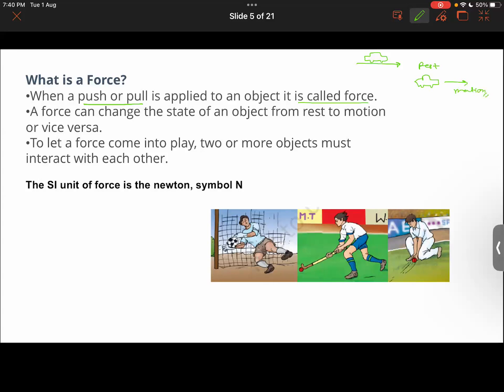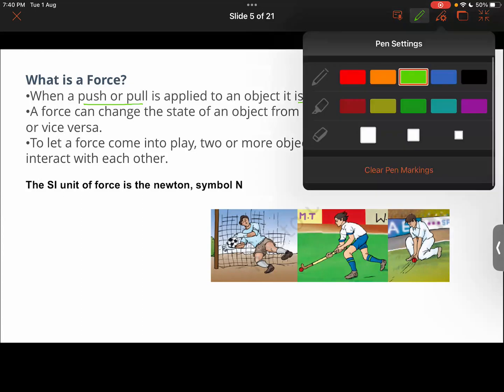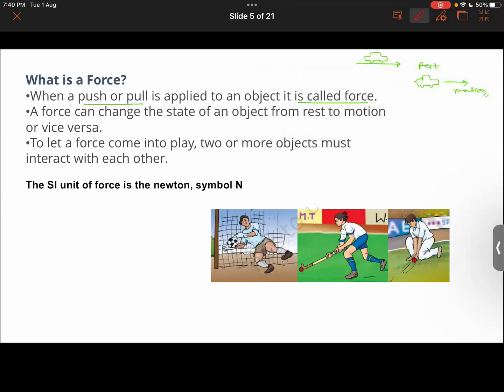So that is what a force can do. It can bring an object from a position of rest to motion, or from motion to rest. What other things can it do? It can also change the shape and size of objects, right? Yes, that is what force can do.